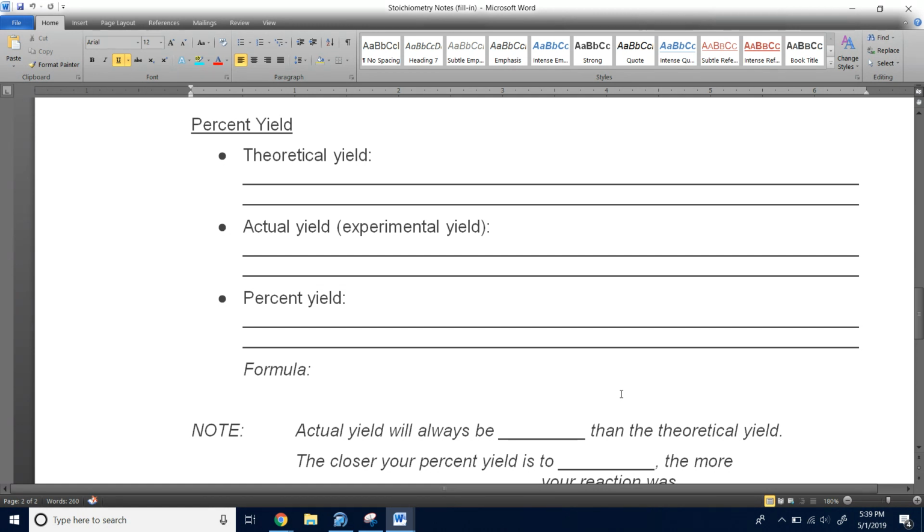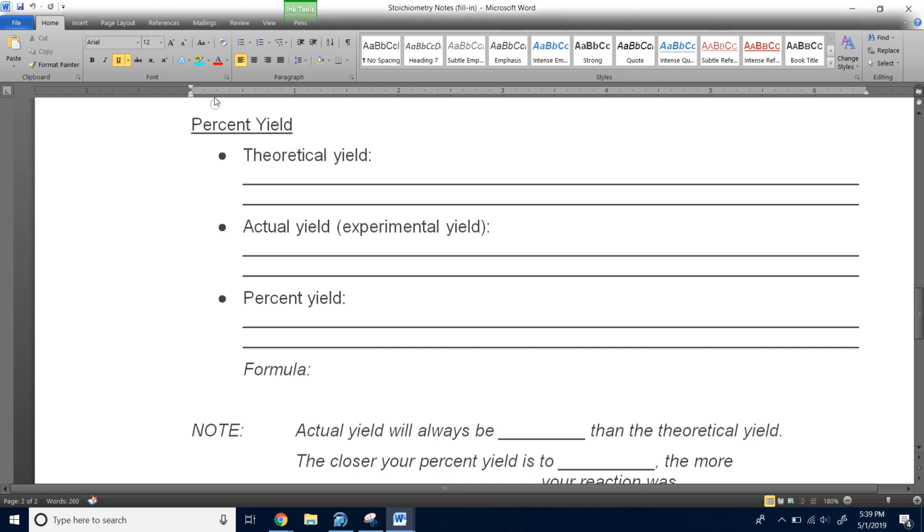The next topic we're going to cover is percent yield. Percent yield is a quantity, or a percentage, that scientists use to measure the successfulness of their reactions or the recovering of products in their reactions. Okay. The first few steps that a scientist has to do in order to calculate percent yield, they have to calculate their theoretical yield.